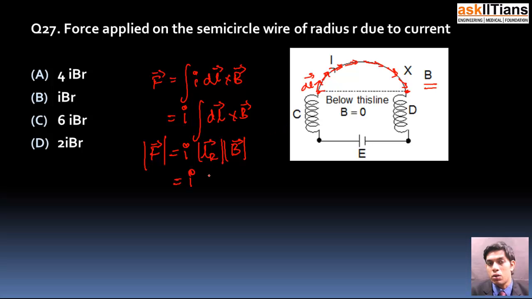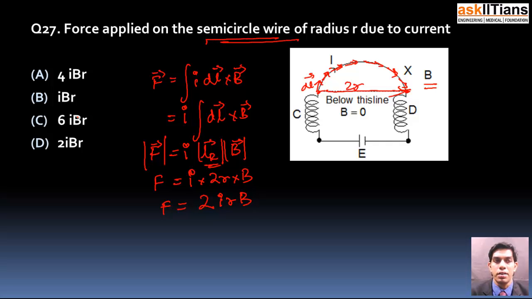The resultant of all these small vectors is basically this vector, which has a magnitude of twice the radius. So I times 2r times B is the force which you feel. So 2I r B is the magnitude of the force which the semicircular wire feels. So D, 2IBr, is the correct answer.